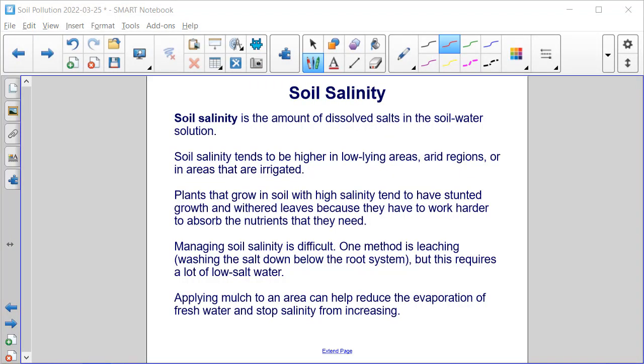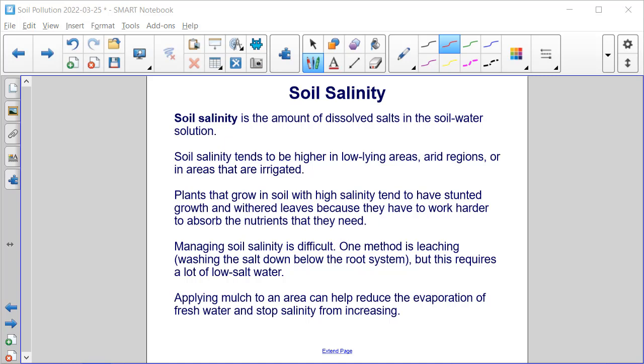Soil salinity is the amount of dissolved salts in the soil water solution. Soil salinity tends to be higher in low-lying areas, arid regions, or in areas that are irrigated. Plants that grow in soil with high salinity tend to have stunted growth and withered leaves because they have to work harder to absorb the nutrients they need.